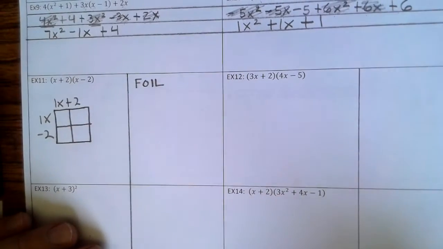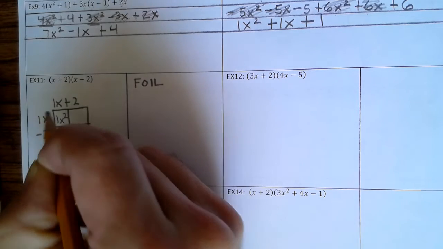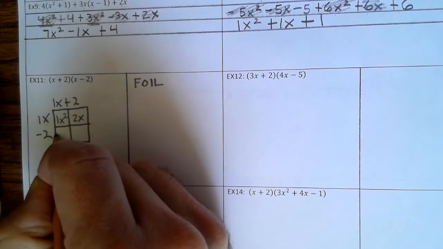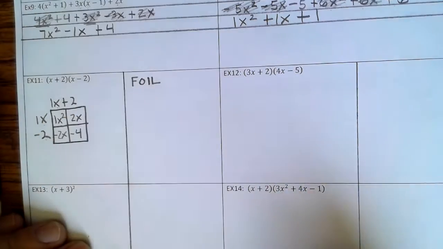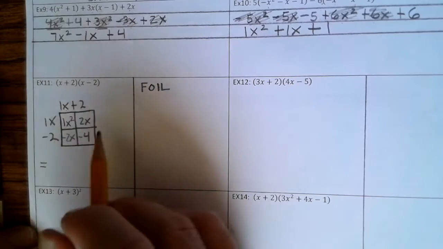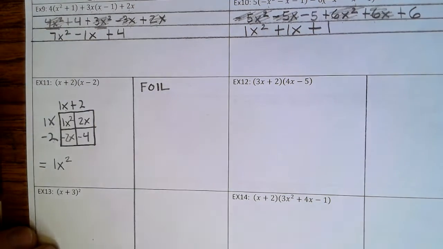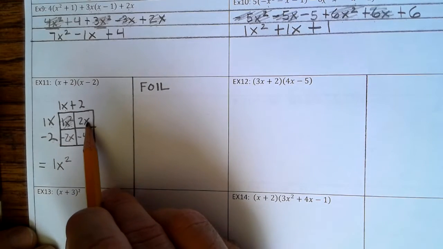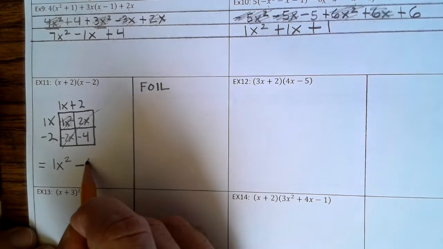Okay. So 1x times 1x is 1x squared. 1x times 2 is 2x. Negative 2 times x is negative 2x. Negative 2 times 2 is negative 4. Okay. So we have 1x squared. Okay. Done with that. Now, negative 2x and 2x, they cancel. So then that's just minus 4.